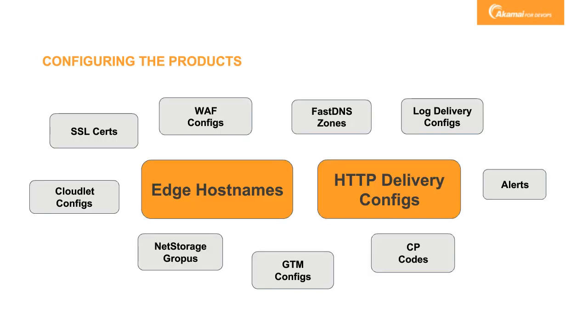And depending on what product and feature set you use, you'll have a bunch of different things to configure. But they all pretty much have two things in common. In order to deliver HTTP traffic over Akamai, you need at least two things. You need an edge hostname to map your end users to the closest or most optimal edge server at that given time.